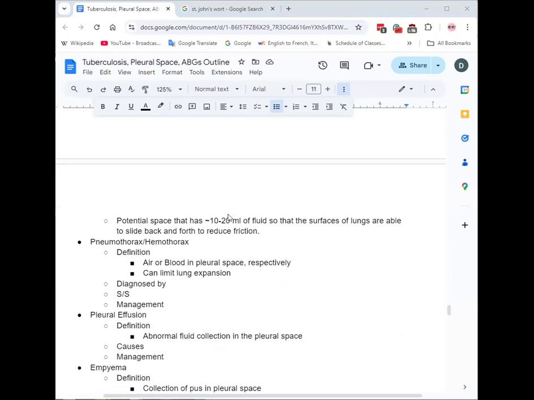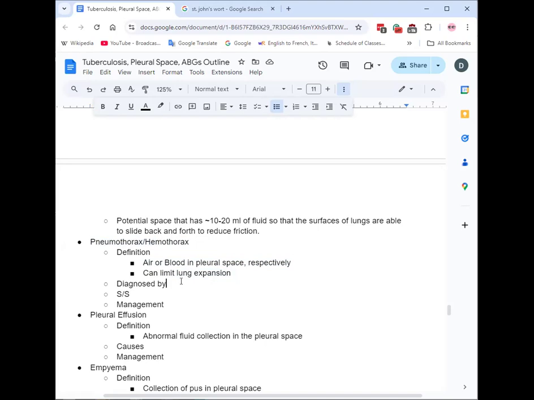But then some of the conditions, like a pneumothorax or a hemothorax, are caused by air or blood in that space when it shouldn't be there naturally. Having stuff in that space takes up room, so it limits how much your lungs can expand. And there are different types of pneumothorax. There's also the tension pneumothorax, but you don't need to worry about that one for this class.